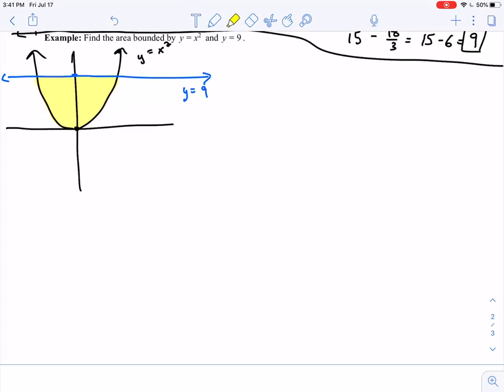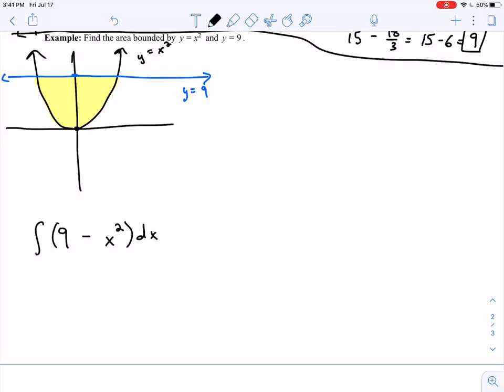So I can look at this and say, okay, maybe we can draw in our vertical line and say, here's my upper curve, that's the blue curve, y equals 9. Here's my lower curve, it's y equals x squared. So you could actually set up your integral at this point. This is my upper curve, y equals 9, minus my lower curve, x squared. The only thing we're missing now are the limits of integration. What should our upper and lower limits of integration be?